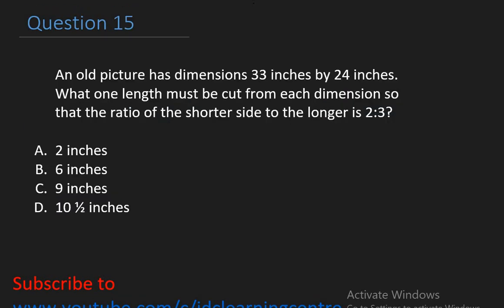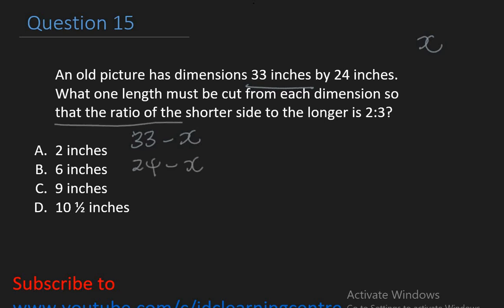Question 15. An old picture has dimensions 33 inches by 24 inches. What one length must be cut from each dimension so that the ratio of the shorter side to the longer is 2:3? Let the part that will be cut off be x. So you have 33 inches. If you cut out x, you have 33 minus x. You have 24 inches. Cut out x, you have 24 minus x.